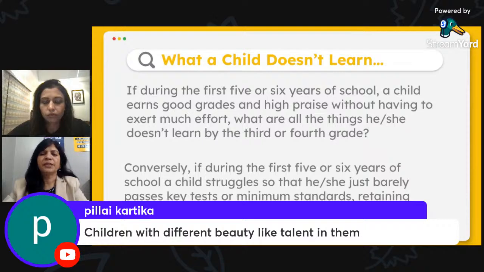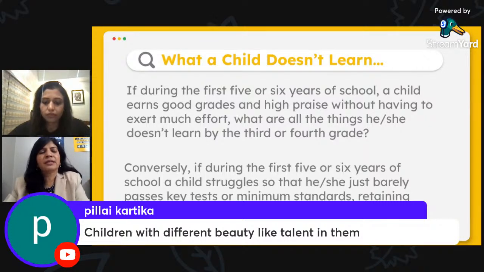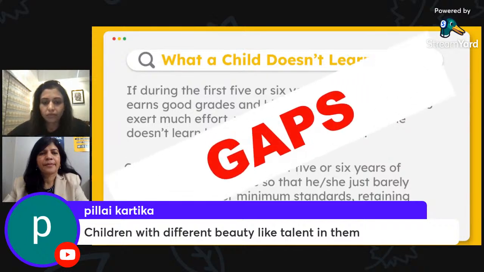Conversely, if during the first 5 or 6 years of school a child struggles so that he or she just barely passes the key tests or minimum standards, then what happens? So you have some children who don't have to make any efforts, maybe because the learning engagements are too easy for them, and there are some children who are not getting what we are trying to teach them. So the result of this is, next please, the gaps, the learning gaps.